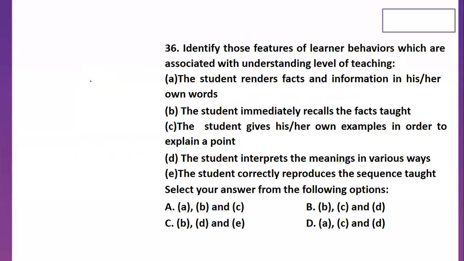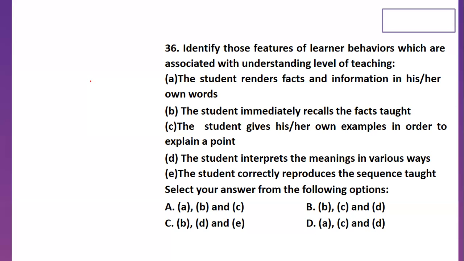Okay, now we have a question from teaching aptitude. Identify those features of learner behavior which are associated with the understanding level of teaching. So we are talking about the understanding level. Yesterday, if you remember, we did a question on memory level. Today it is about understanding level, and this question was in the 2019 cycle also. It was a little bit different, but the question was there. All the details I have given in the theory, so if you have read the theory properly, you will come up with the right answer here.